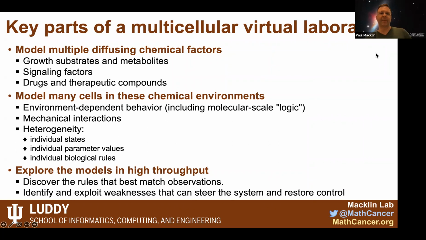Well, we know that chemical diffusing factors are really important drivers of cell biology. We know that there's exchange of growth factors and metabolites like oxygen, glucose, and, say, glutamine and other things. We know that cells can secrete and sense chemical factors that diffuse through the environment. And then, of course, if we're trying to manipulate these systems, we also need to worry about therapeutic compounds that we put into the environment that diffuse and go wherever they're going to go.